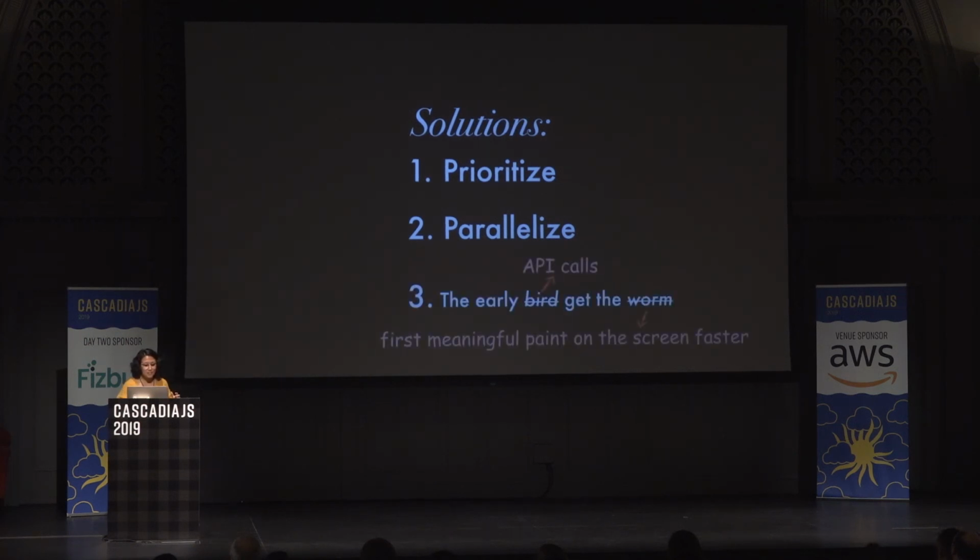And also, if your API calls are blocking boot, you want to call them really early. For us, in the legacy app, we'd only start those calls after we had downloaded all our assets. And so by calling them slightly earlier while we're dynamically importing all the other assets that we needed, we could get this first meaningful paint on the screen faster.